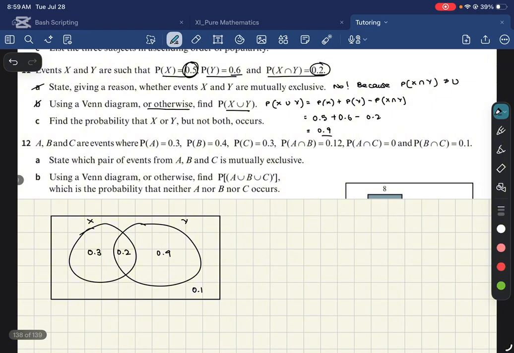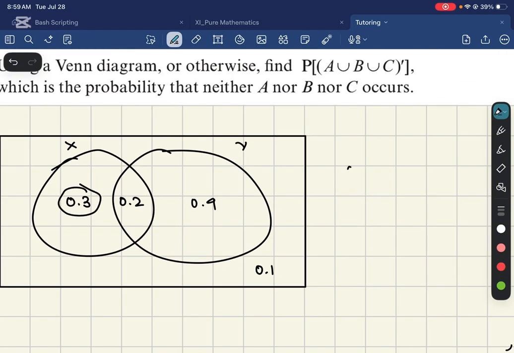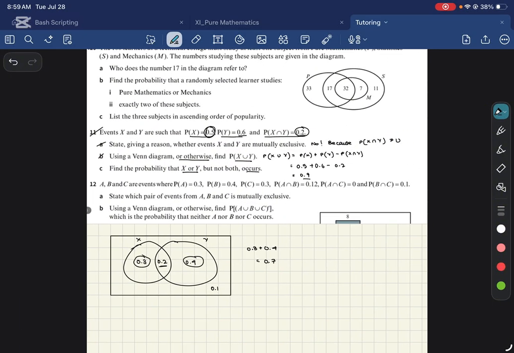Right, so find the probability that x or y, but not both, occurs. So you need to pick the values from here, 0.3 plus 0.4, but not the middle one. And that is just 0.7. So 70% chance that x or y happens, but not both. All right, we are done with 11.